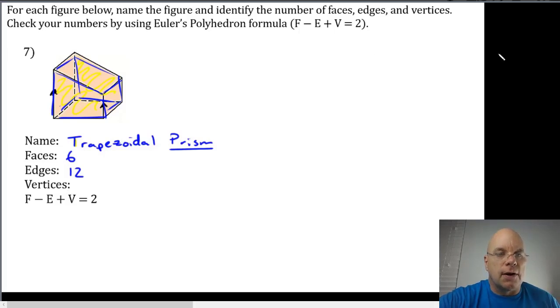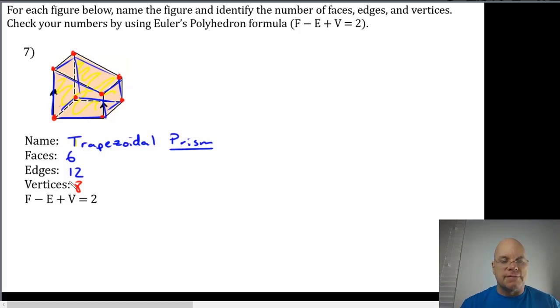The vertices are the corners, just like in 2 dimensions, but they'll be the intersection of the edges. And so wherever these edges intersect, I have 1, 2, 3, 4 vertices on this trapezoid, and on this back trapezoid I have 4 more, and that's it. Those are all of the points where the edges meet or intersect. And so there's a total of 8 vertices.